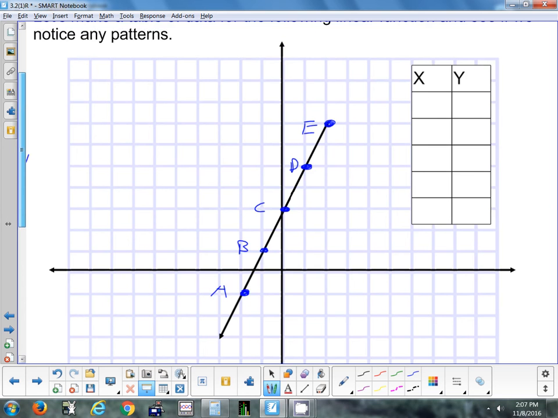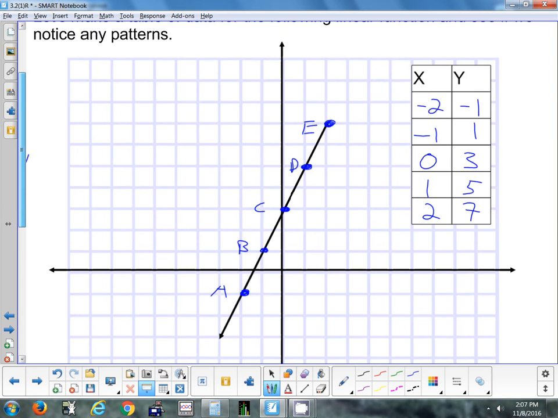Negative 2, negative 1, negative 1. You guys don't even have to write this down. How about B? Negative 1, plus 1, negative 1. How about C? 0, and then plus 3. 0, plus 3. D? Plus 1, plus 6. Wait, 5. And E? Plus 2, times 7. 7. Okay.